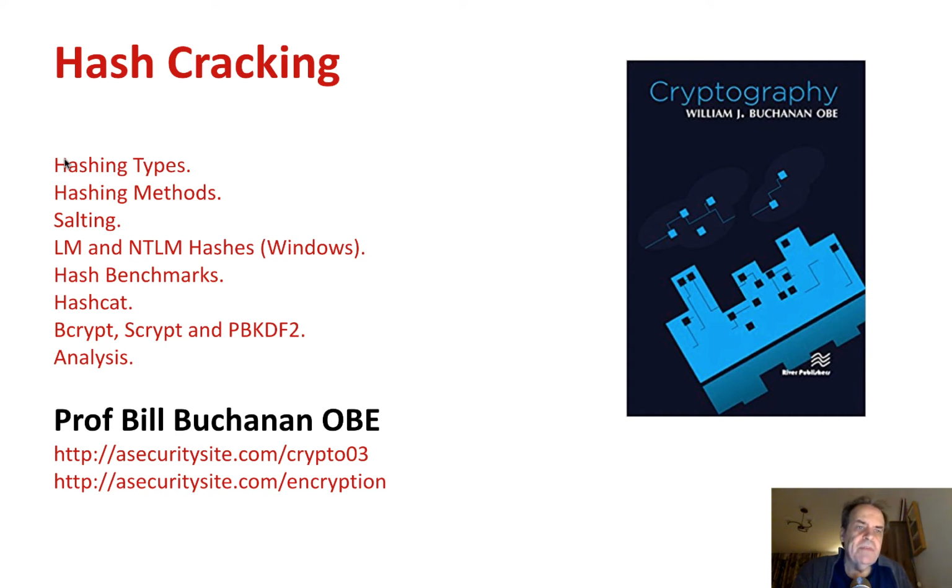Initially we'll look at some of the types and methods that we have, and then how we use salt within our hashing methods, and then on to using LM and NTLM hashes that are used in Windows. And from there we'll look at how we can identify the benchmarks for our hashing methods, and then on to some Hashcat analysis. We'll look at bcrypt, scrypt and PBKDF2, and finally we'll do a little bit of analysis on some standard password dumps.